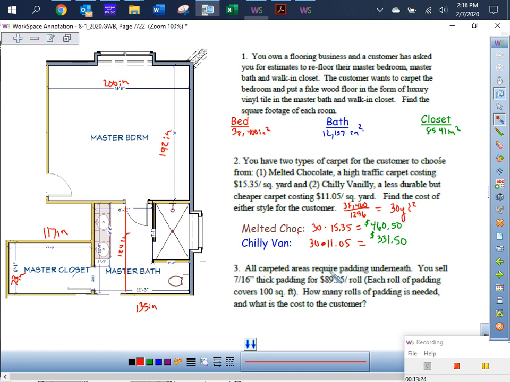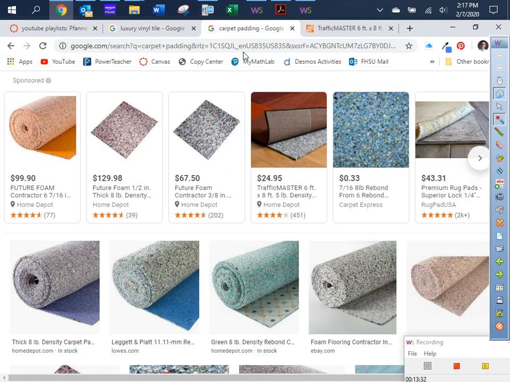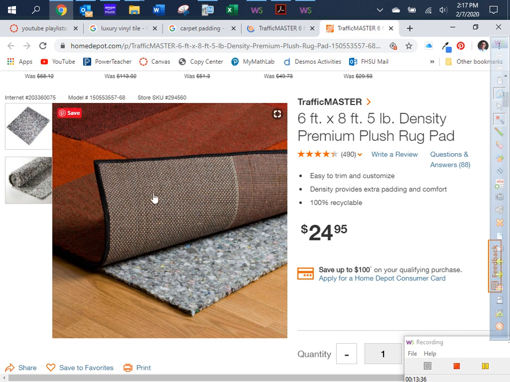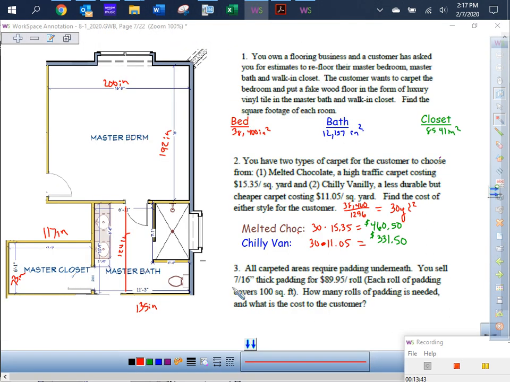All carpeted areas require padding underneath. You may have seen that before if you don't know, but like if you've got carpet going on, it's like they put this goofy weird padding underneath it, and they have different thicknesses of it. Well, what we do is we sell 7/16 inch thick padding, and it comes in a giant roll. So they just roll it out. We're selling it for $89.95 a roll.